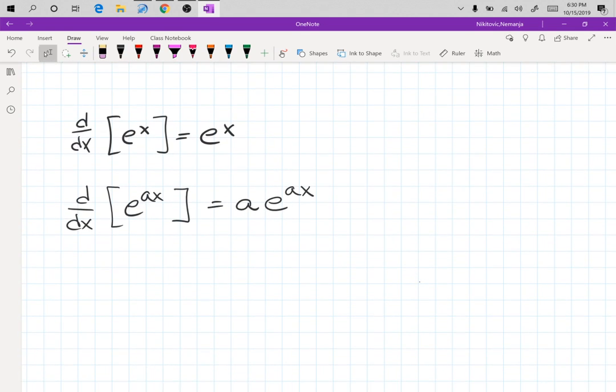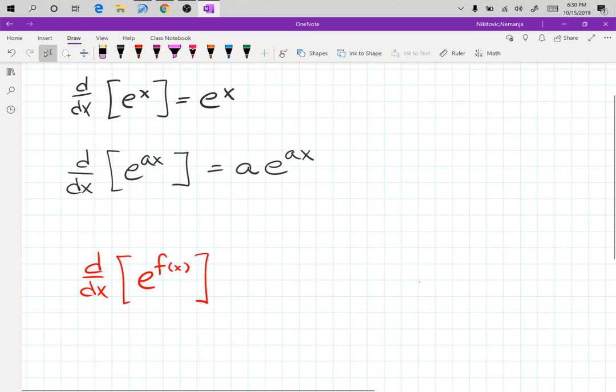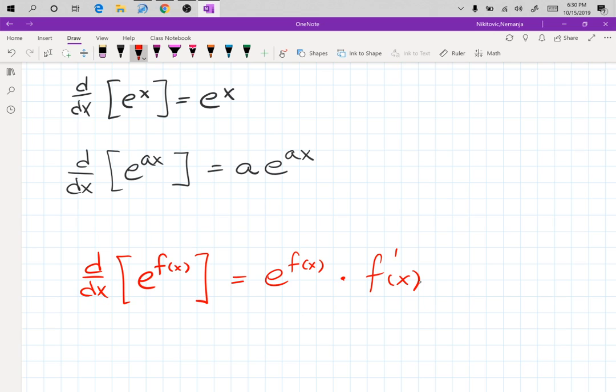Now the formula for tonight, the star of the exponential part, is the derivative of e to any function f. So e to the sine x, e to the x squared plus 3, e to the square root of x minus 1, e to the x, and so on. Any function, not just a linear function as before. Now we are allowed to have any function in there. And then by chain rule, it's simply e to the f of x times f prime of x.